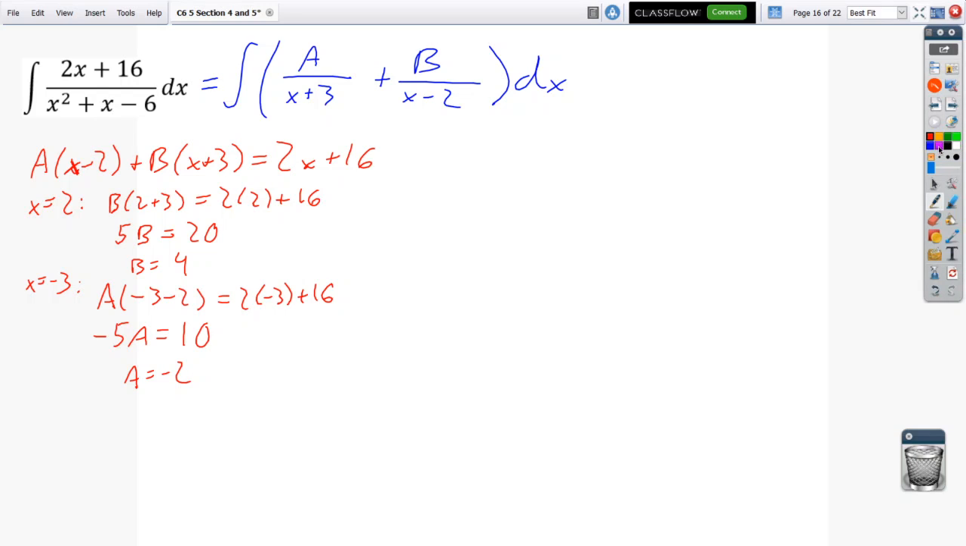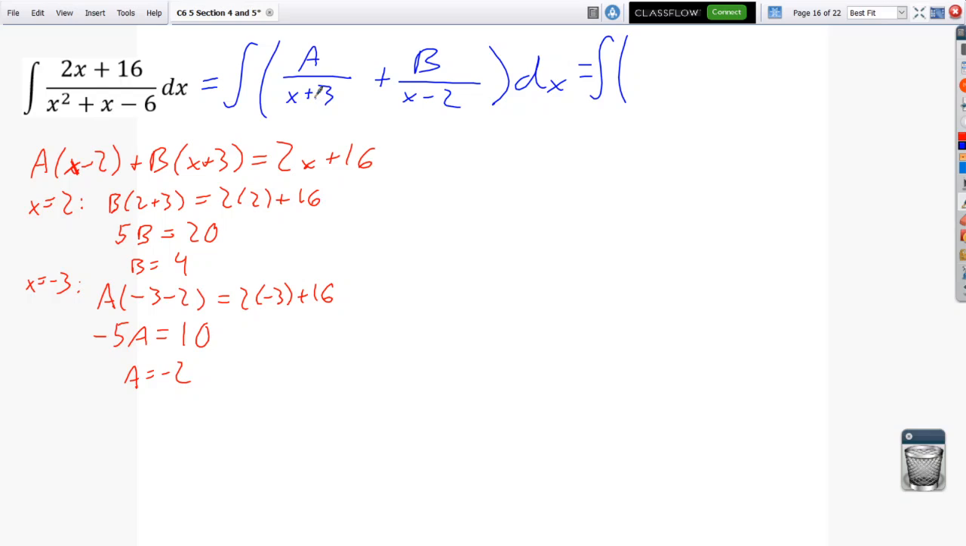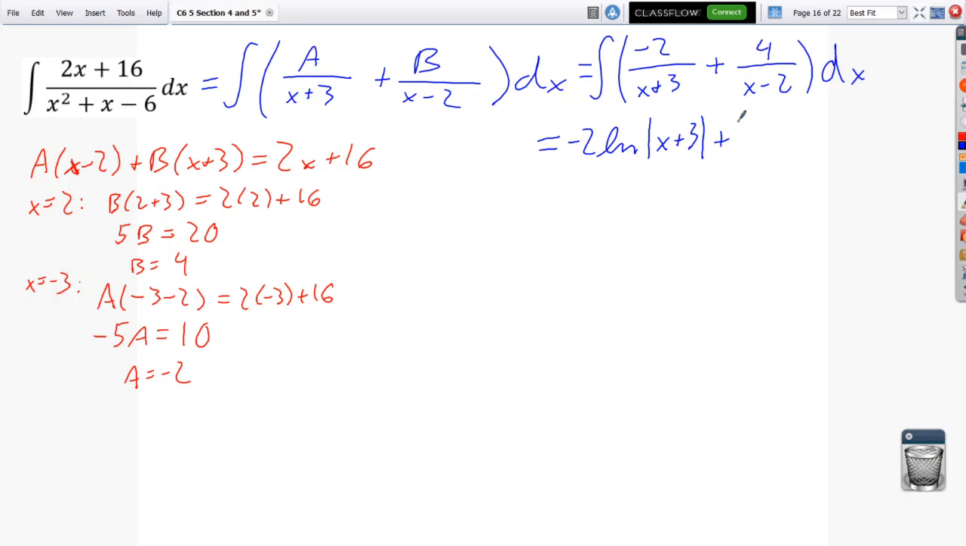I go up here, and I've got the integral of A over x plus 3, so A is negative 2 over x plus 3, plus B, 4 over x minus 2, dx. And now it's extremely formulaic. Again, since we see a linear factor in the denominator, it's going to be numerator ln of the absolute value of the denominator plus numerator ln of the absolute value of the denominator plus C.